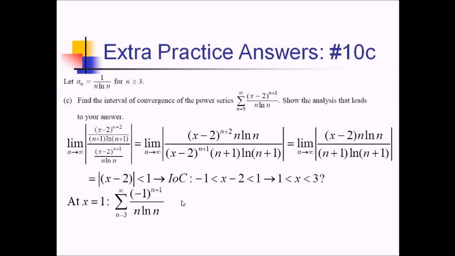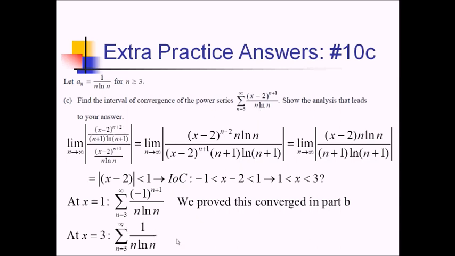Now, this looks kind of familiar. In fact, we proved that this converged in part B using the alternating series test. So we've actually already proved this one converges. At x equals 3, what do we have? Well, 3 minus 2 is 1, and 1 to the whatever is just going to be 1. So we have 1 over n ln of n. Now, it took a little bit longer, but we proved that this diverged using the integral test in part A.